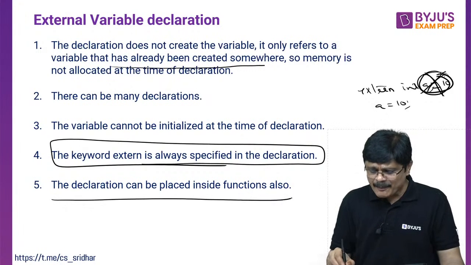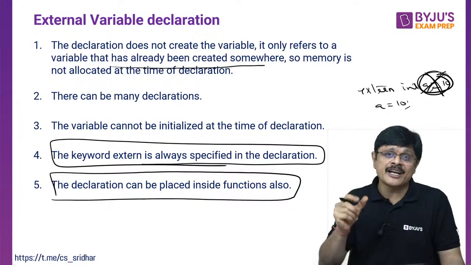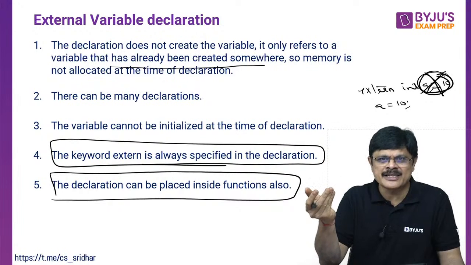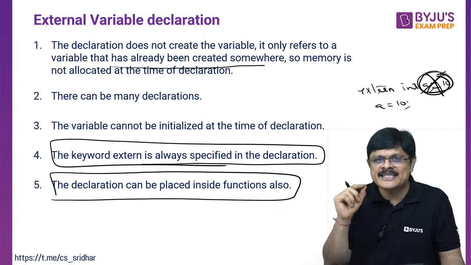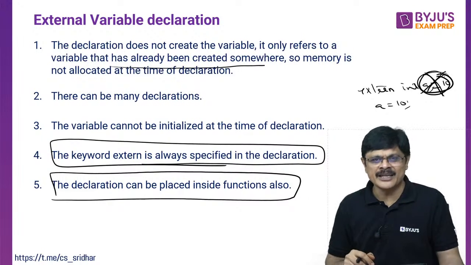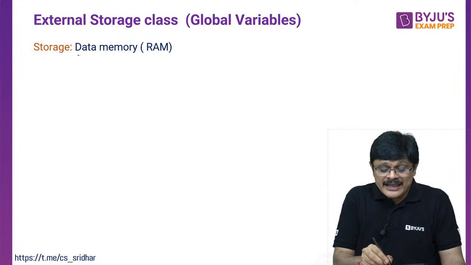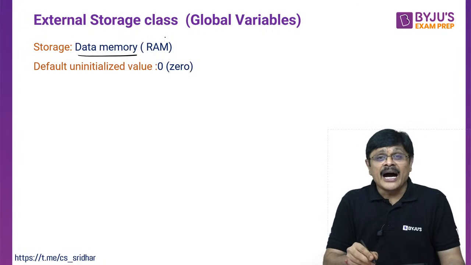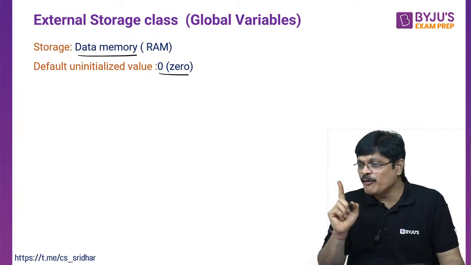The declaration can be placed inside functions also. See, global variables are by default external variables, sir. Their declarations can be inside the functions. Definitions cannot be inside functions, but declarations can be inside the functions, my dear friend. Am I clear? Now, storage, where is it stored? In the data segment, not on the runtime stack. If you don't initialize it, the default value for them is 0.